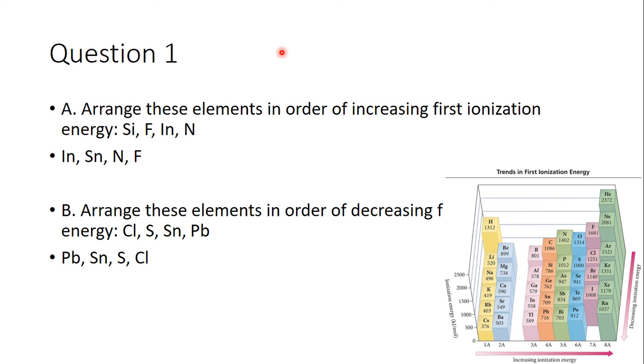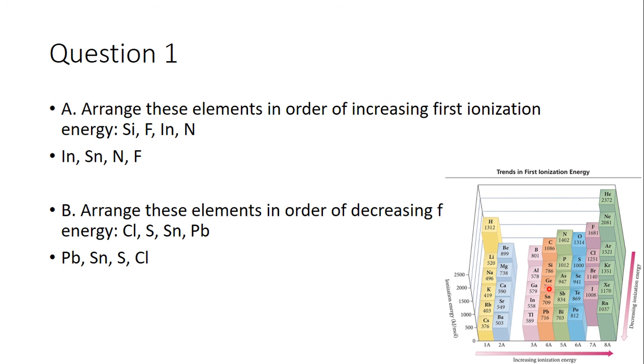So arrange these elements in order of increasing first ionization energy. So we have In, that's the furthest on the bottom left, then Sn, then N, and F. So that's all you have to do. So ask yourself, going from bottom left to top right, what elements follow along that path? And B is the same thing.